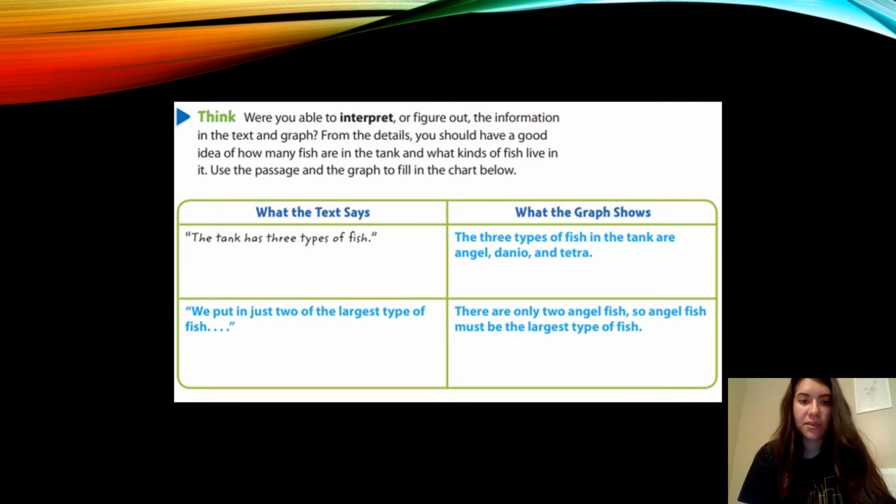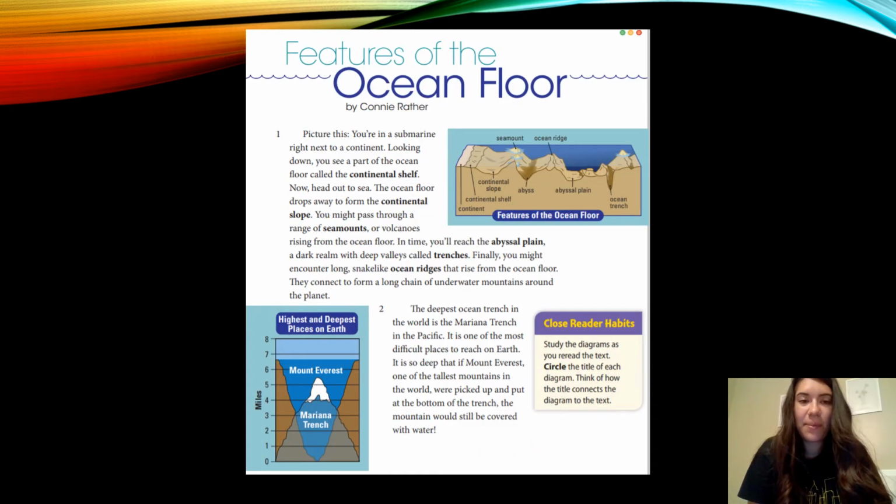Here are the answers for the chart I just talked through. Please pause the video if you need to write down the answers and then click play. Let's do one more practice passage together. This one's called Features of the Ocean Floor by Connie Rather. Remember, we're reading the text and then looking at the visuals to help us.